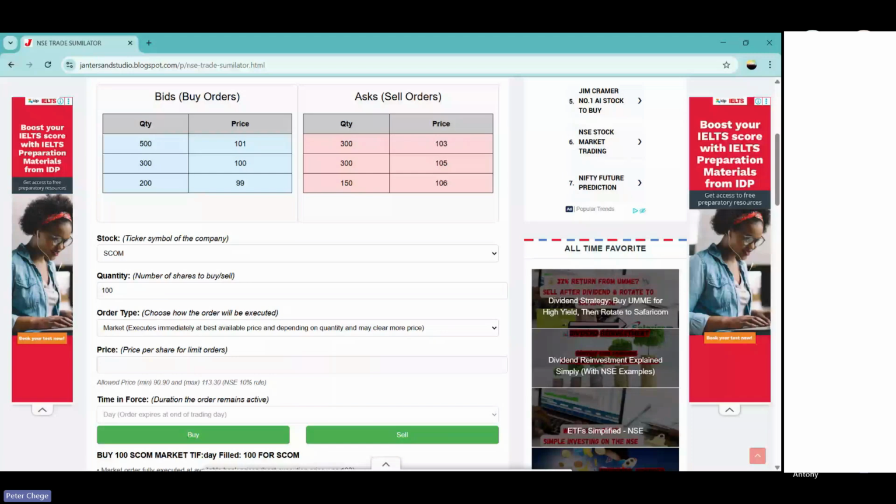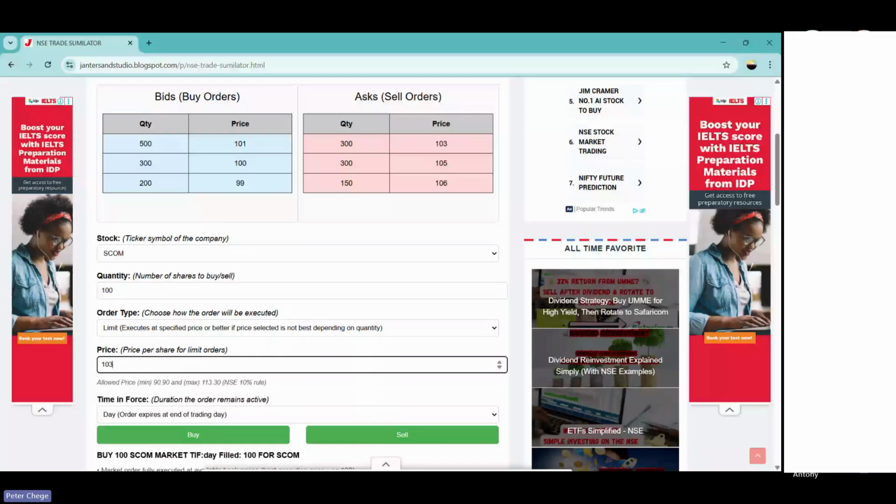Otherwise, you might find your average cost goes high. I think I explained that in the introduction. Now, for the limit, it's where you specify a price. It allows you to specify a price here. Let's say I want to buy at 103 again, 100 shares. Let's put 1,000 shares.